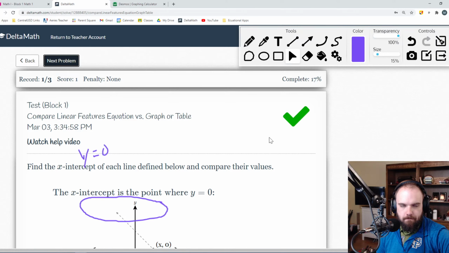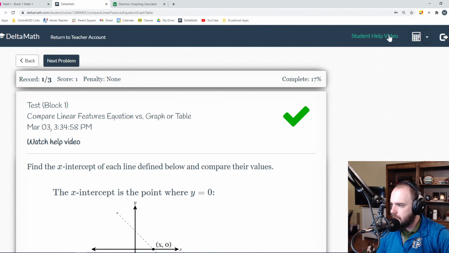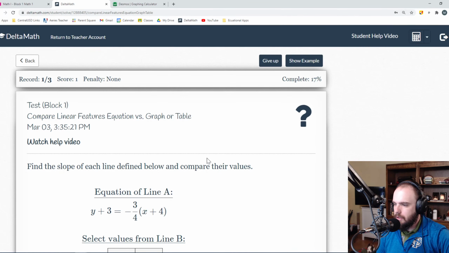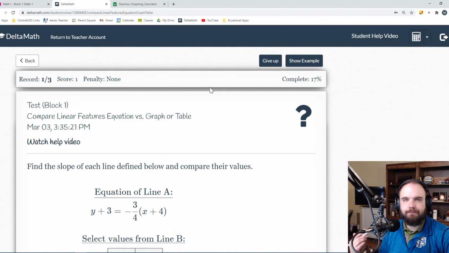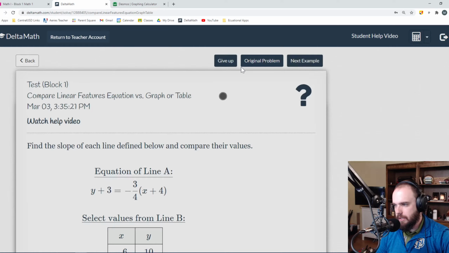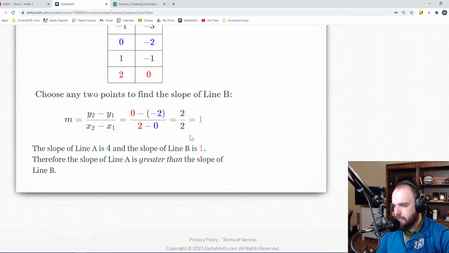We're going to do one more. Remember, at any point, if you're having a hard time with this in my class, you can always watch a video. They've done a really good job with Delta Math here, and I'm really loving it. They have a help video. If I get rid of this, you would see up in the corner that there's usually some sort of walkthrough. Even if you get it wrong, it'll give you a walkthrough on how to do it. It'll tell you, and it'll show you an example. Like, if I want to see an example, there it is. Right here it is.